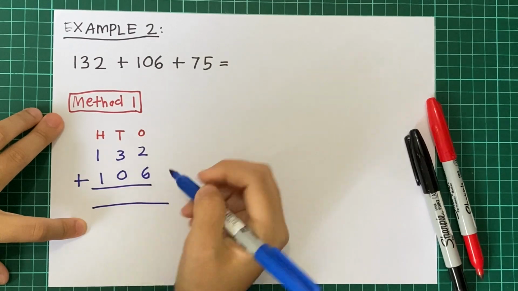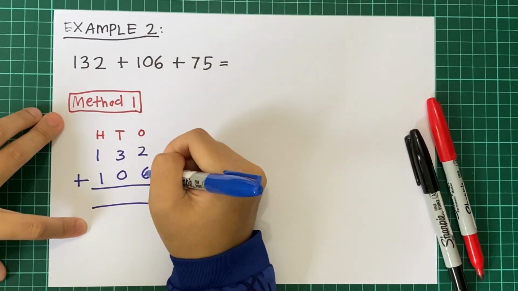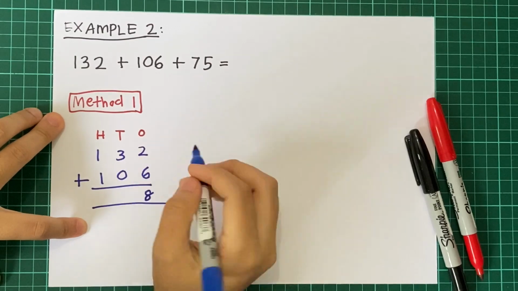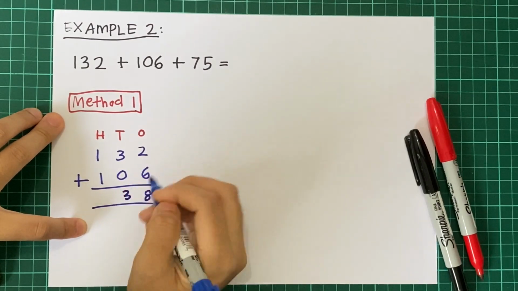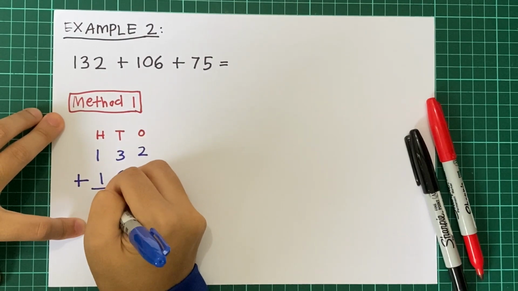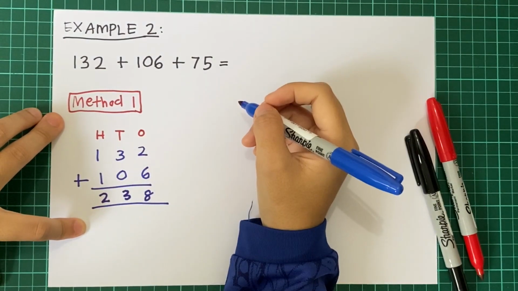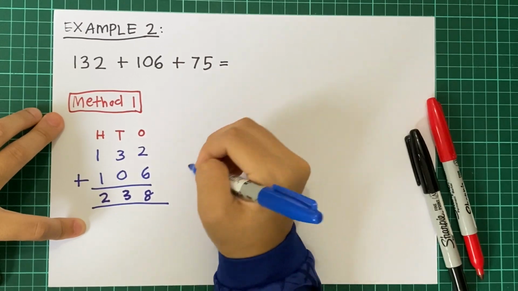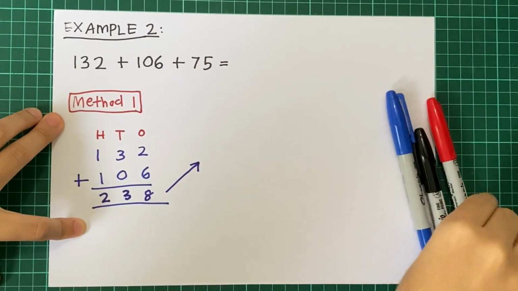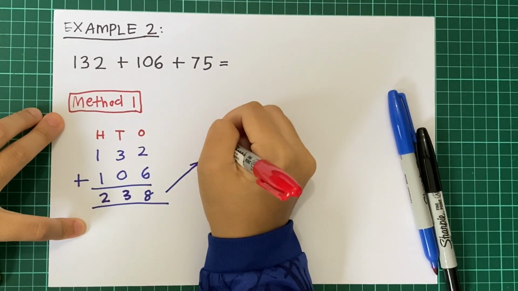Get the answer first. For ones, 2 plus 6 equals 8. For tens, 3 plus 0 equals 3. And then for hundreds, 1 plus 1 equals 2. Now, what should we do now? Yes, you need to bring the answer 238 to the next slide.